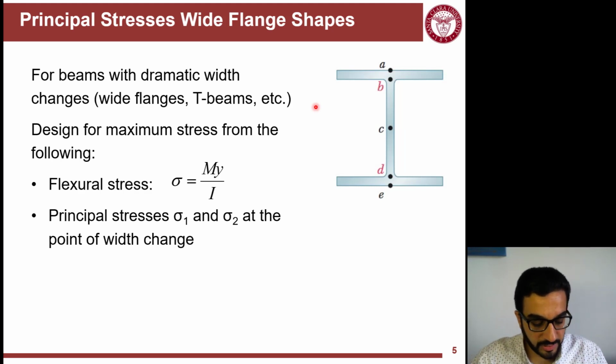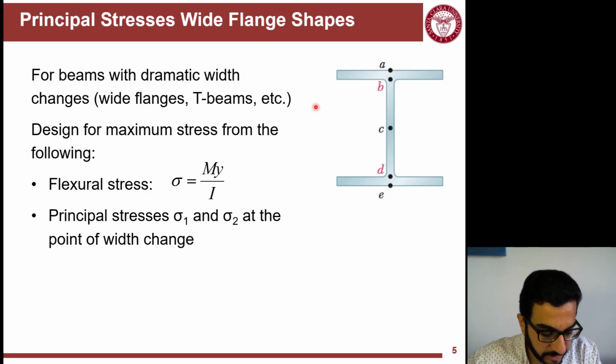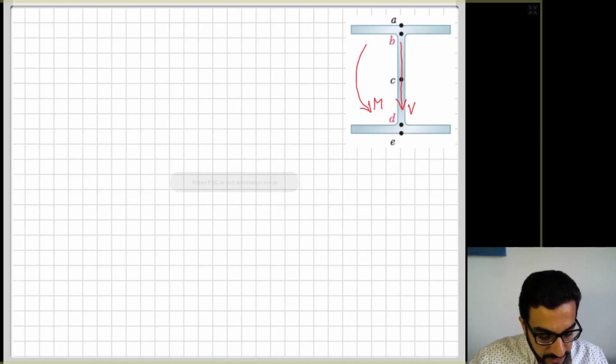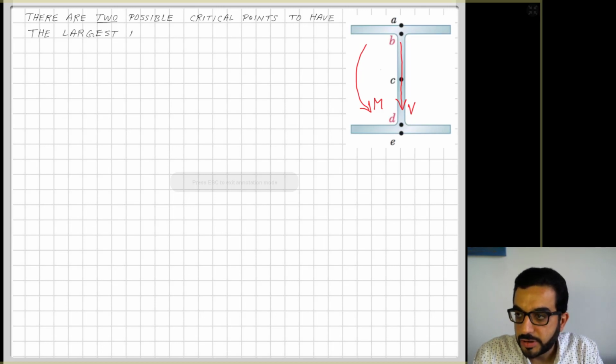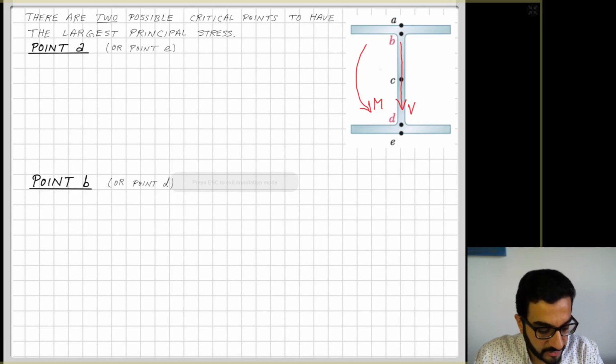So let's see this wide flange and look at these points A, B, which is the same as D, E. And point C is not really of interest to us because we're looking at the principal normal stresses, and at C there are zero normal stresses. There's only shear stress there. So if we go to check now this section, and let's say that it's subject to shear and moment, V and M, we can say that there are two possible critical points that we have to analyze here and investigate if they have the maximum principal stress in that section. So point A, or also point E, and point B or point D.